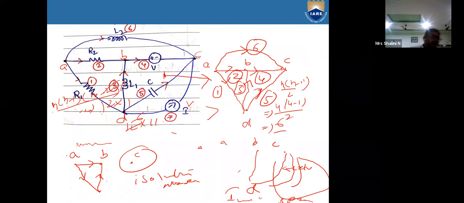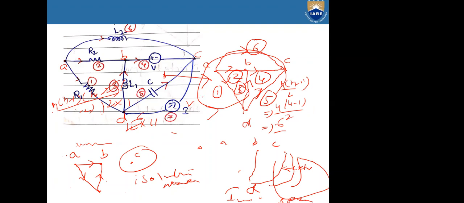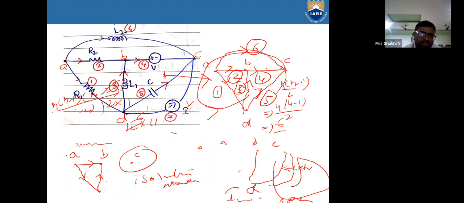And remember, all complete graphs are connected graphs. Reverse is not possible. All complete graphs are connected graphs, but when you reverse it, it is not true. And one more point: the number of branches in a connected graph is not fixed.